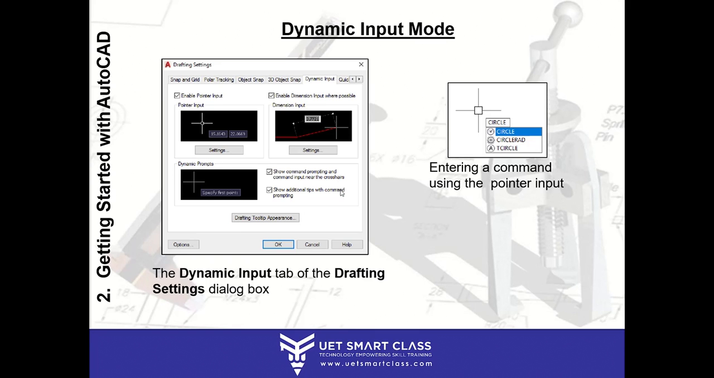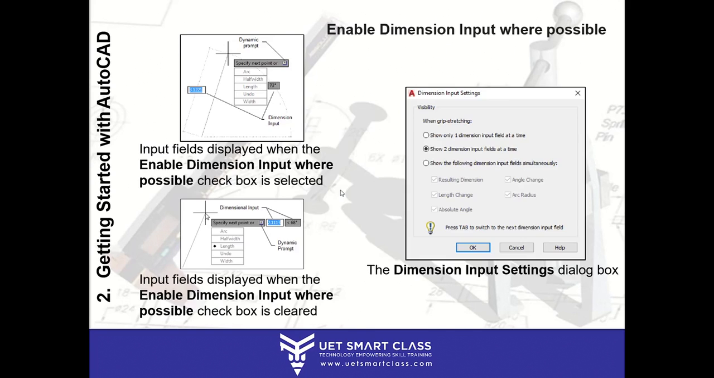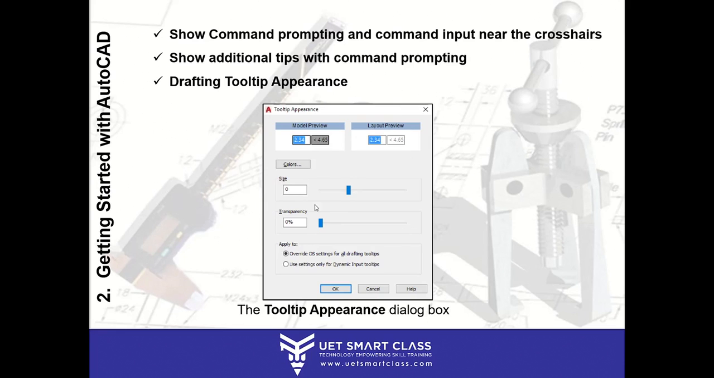All right. Now coming to drafting tooltip appearance, this is the dialog box when you click on the drafting tooltip appearance tab. So this is about the appearance of the tips. The size of the tip, you can use the slider and change the size. You can also select the transparency. This will be the model preview and this will be the layout preview.